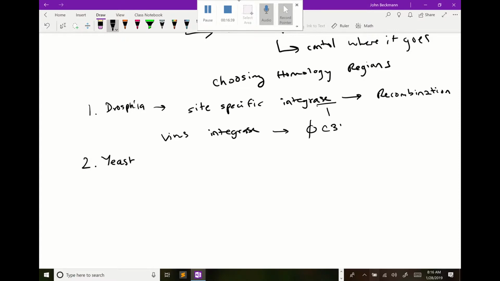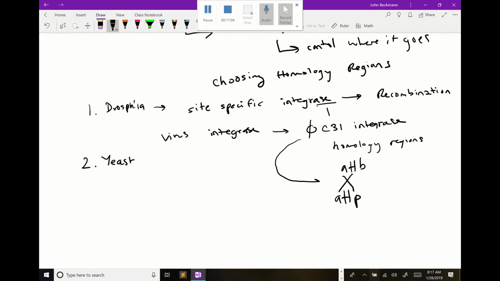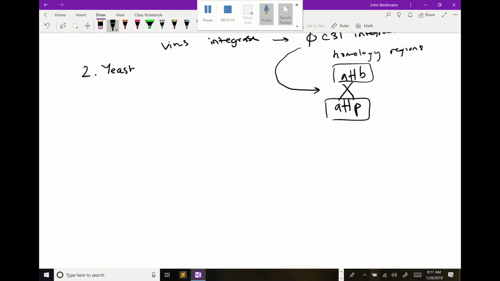Phi-C31 integrase. And Phi-C31 integrase recognizes and matches specific homology regions, and they have names, ATTB and ATTP, okay? And Phi-C31 integrase specifically catalyzes recombination between these two sites, ATTB and ATTP. So let me show you this interesting system that a guy named Cohen-Venken has set up in Drosophila, which we all now utilize.